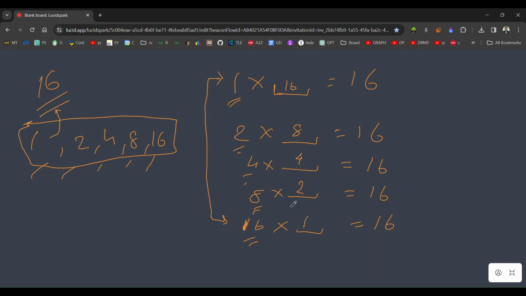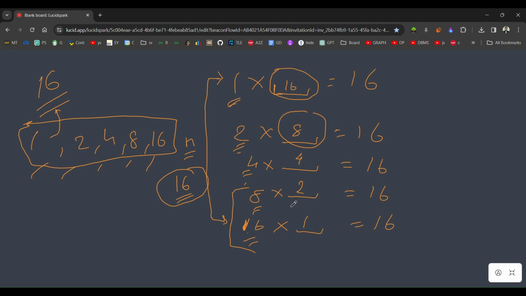Okay, 16 into 1 is 16. So basically, can I say that do you really have to iterate till n or till 16? Do you really have to iterate till 16? Observe the pattern. 1, 2, 4, 8, 16. But this 8, sorry, this 16 is here itself.